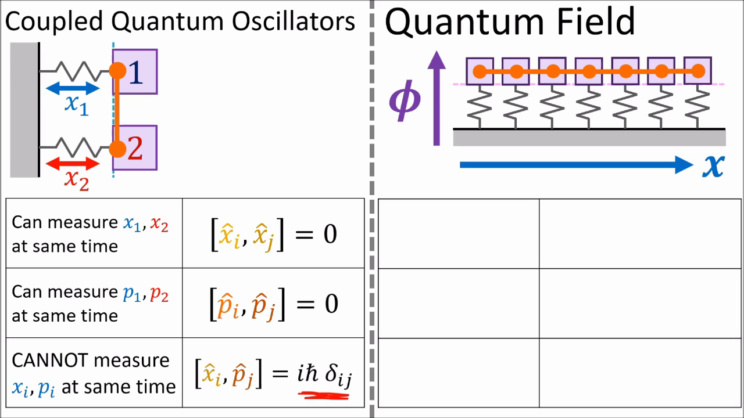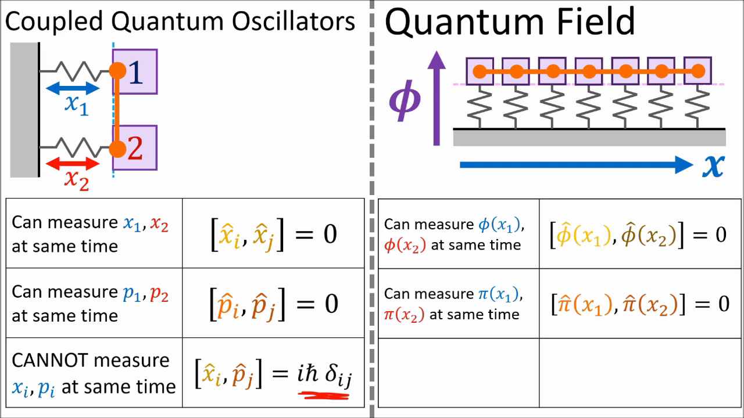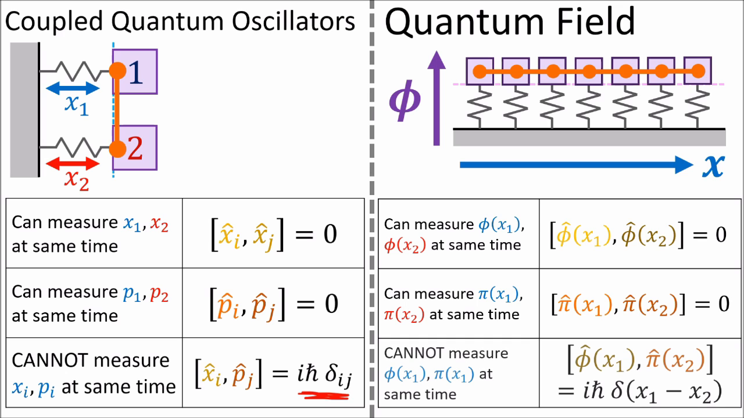It's the same with quantum fields. We can know exact positions and exact momenta of different oscillators at the same time, but it's forbidden to know the exact position and exact momentum of the same oscillator at the same time. So it's only phi and pi for the same oscillator that have a non-zero commutator, indicated by this Dirac delta when x1 and x2 are equal.